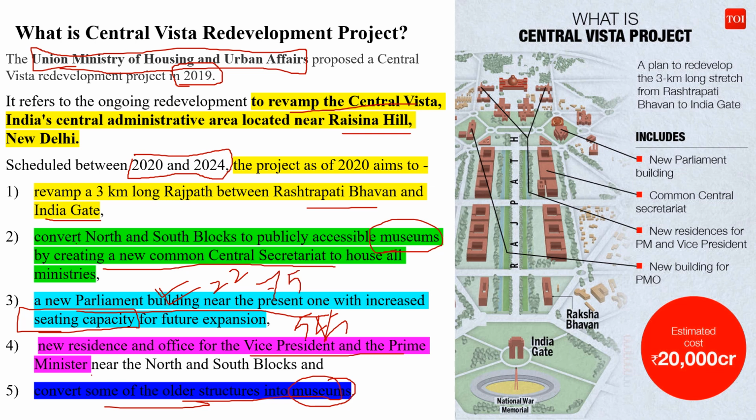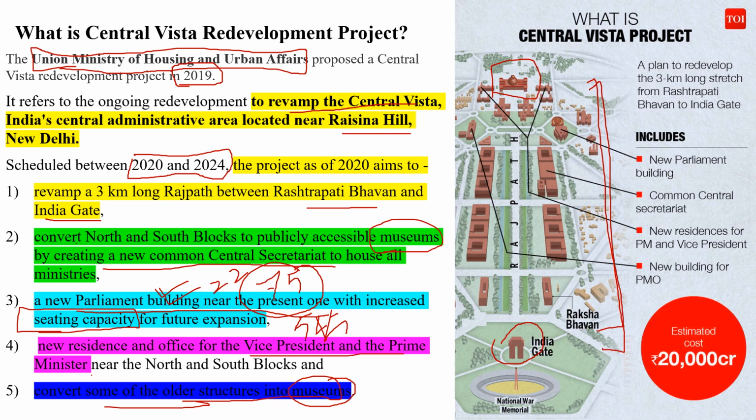So in order to celebrate 75 years of India's independence, by that time the central government wants one new parliament building to be ready. Okay, so this is the map I have given here. It covers the entire Central Vista from Rashtrapati Bhavan to India Gate.